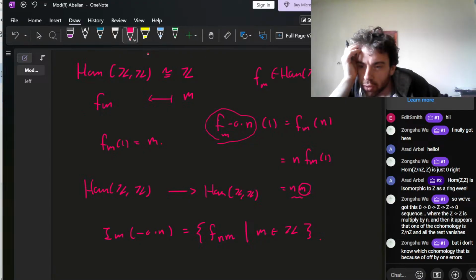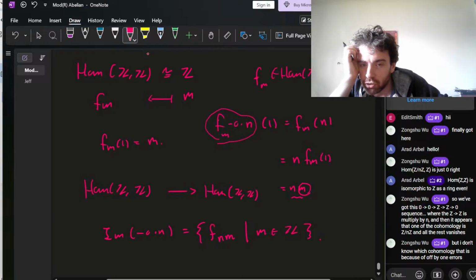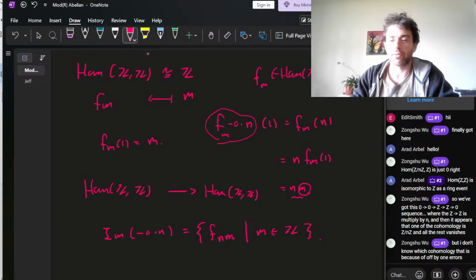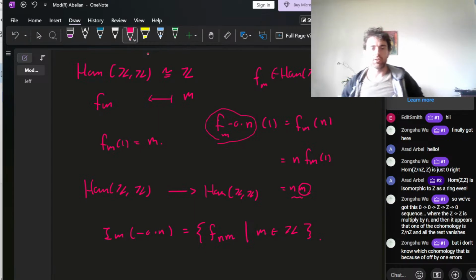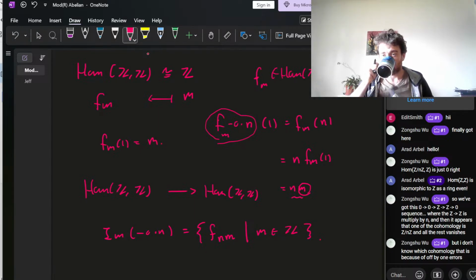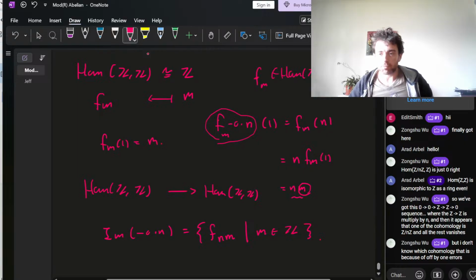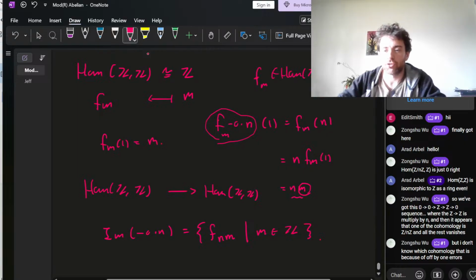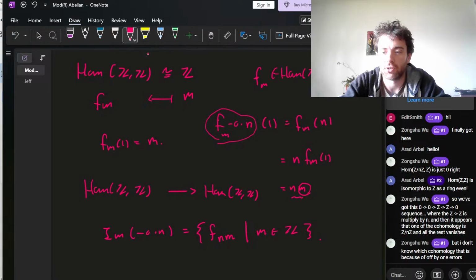So we've got the sequence where Z is multiplied by n, and then it appears that one of the cohomologies is nonzero and the rest vanish, but you don't know which cohomology that is. Okay, well, we can talk about that in a second, but let's finish computing the cohomology in this example. Oh, I see what you're saying. Yes, it is basically this example.